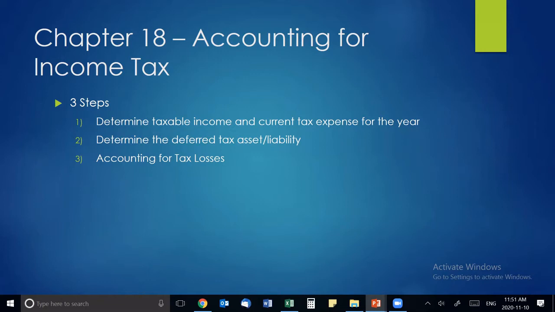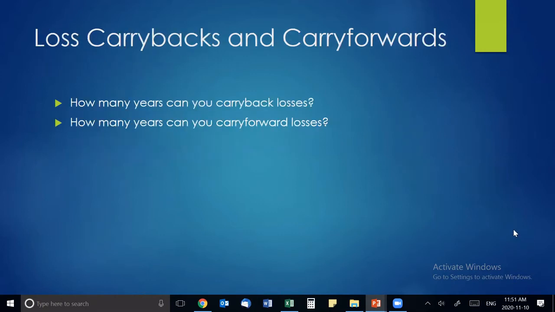And then for this video, we're going to be doing accounting for tax losses. If you've taken a tax course, then you would know that you can carry back and carry forward your tax losses. When you calculate your taxable income, you start with accounting income and add and subtract your permanent and temporary differences, and you get taxable income. For this video, we're looking at what if that taxable income is a loss instead? What if it's a negative number? After you've done your calculations in step number 1, if you get a negative number, what happens? That's what this video is for.